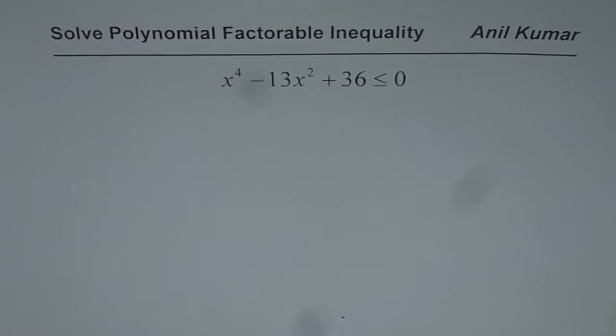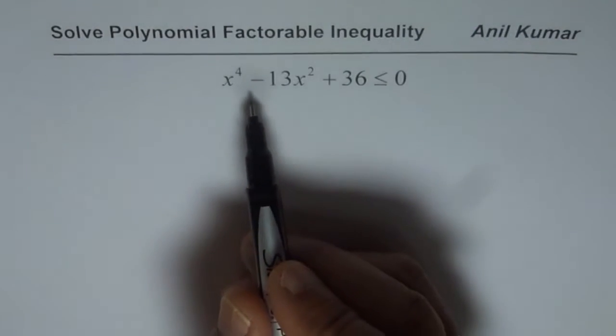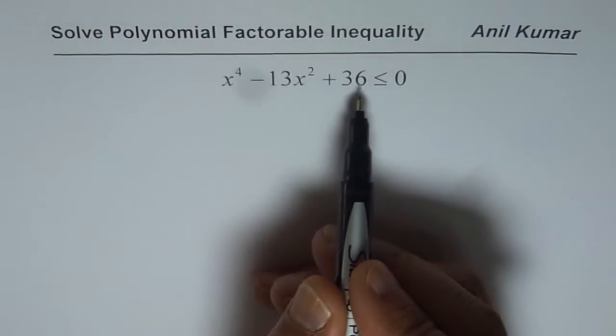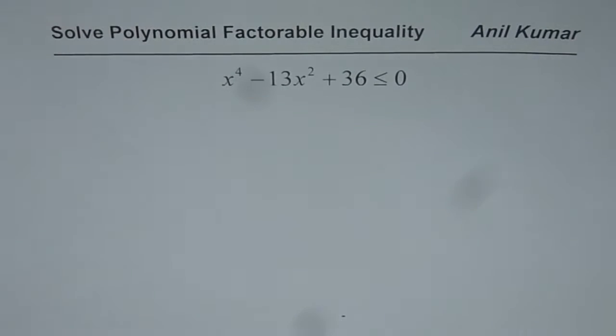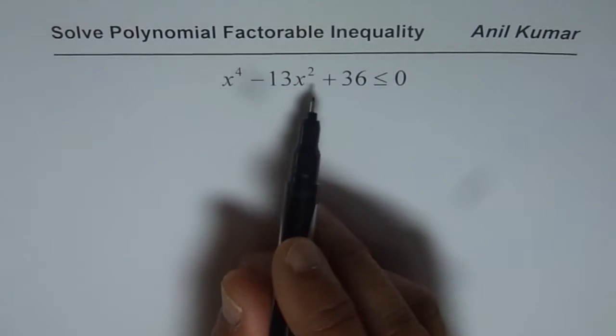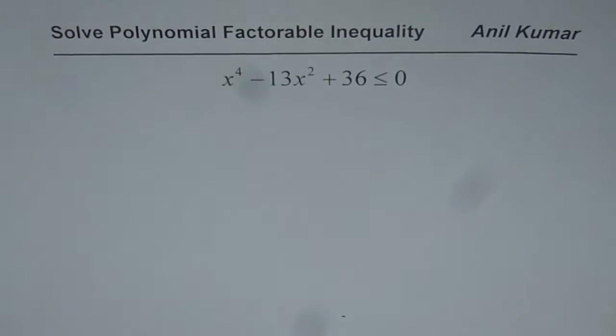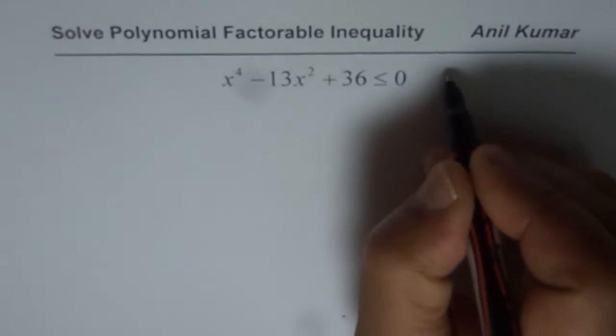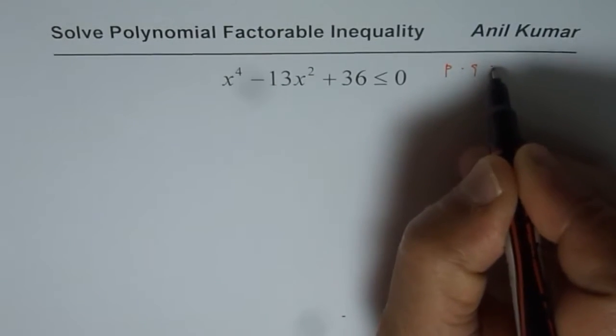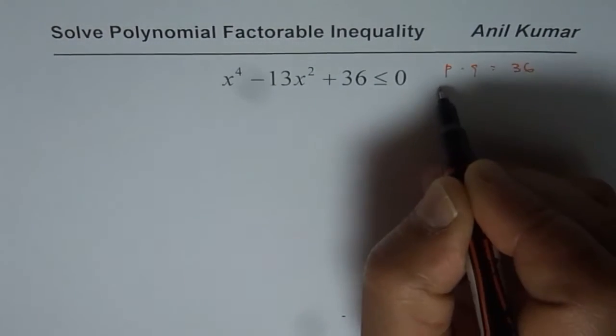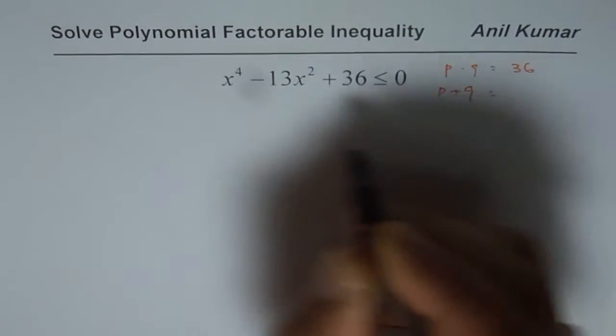I'm Anil Kumar, and in this video I have taken up an example which is an inequality of a polynomial which can be factored. x to the power of 4 minus 13x squared plus 36 is less than or equal to 0. So we can use the techniques learned for factoring quadratic functions, which is product and sum, and factor this one. So we are looking for two numbers whose product is 36 and the sum of those numbers is minus 13.